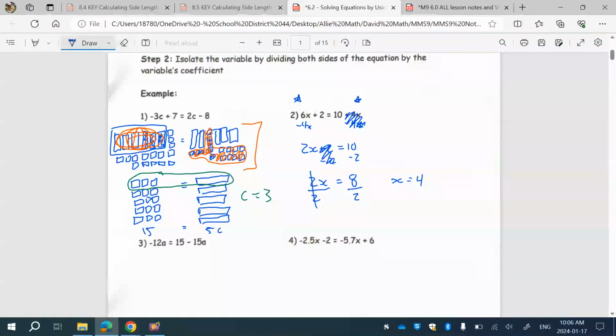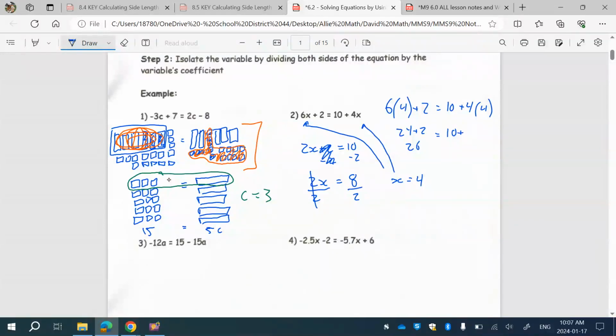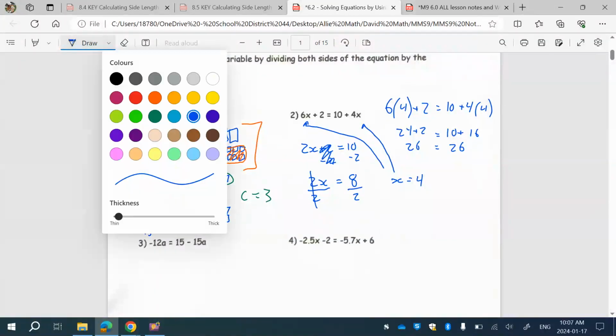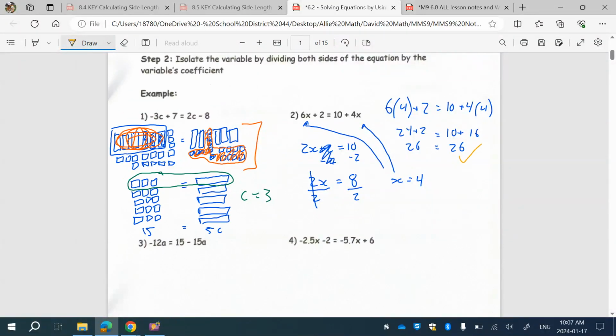We can always verify our solution. I like to do that. So let's just go back. We can input our 4 into the x and see if that's true. So is it true that 6 times 4 plus 2 equals 10 plus 4 times 4? So 6 times 4 is 24 plus 2 is 26. Does that equal 10 plus 4 times 4 is 16? Yeah, it does. So 26 equals 26. We confirmed there that we did that correctly.